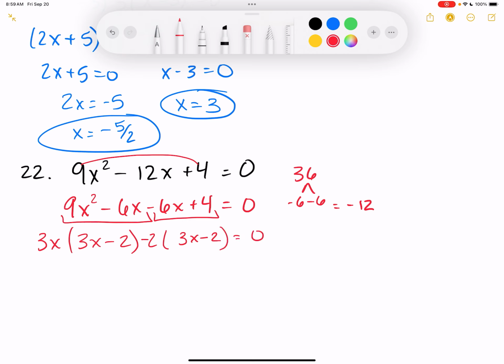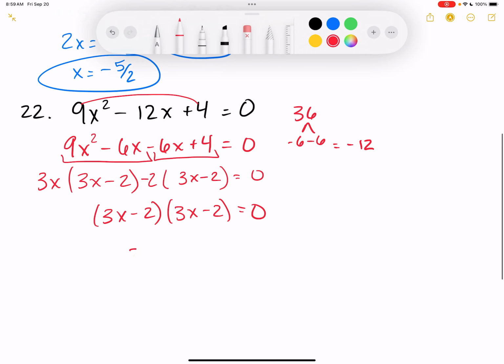So now I have 3x minus 2 and 3x minus 2. Since those are the same thing, because this was actually a perfect square trinomial, all I have to do is solve it out once. If you do it twice, it's not wrong, but all you need to do is once. So you just have 3x minus 2 equals 0. So 3x equals 2. X equals 2/3.